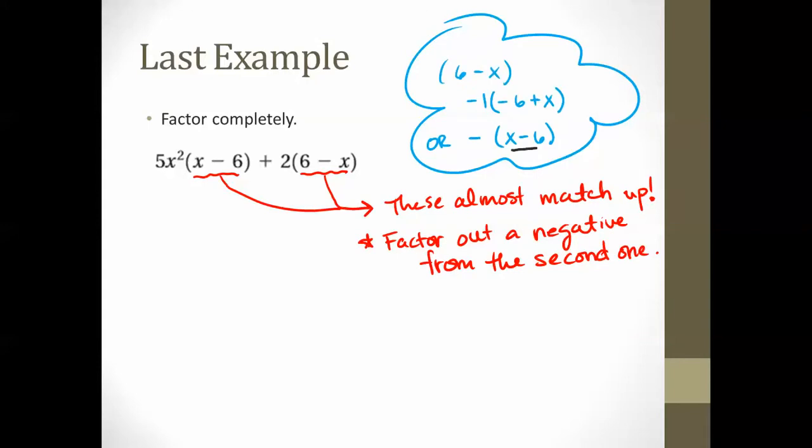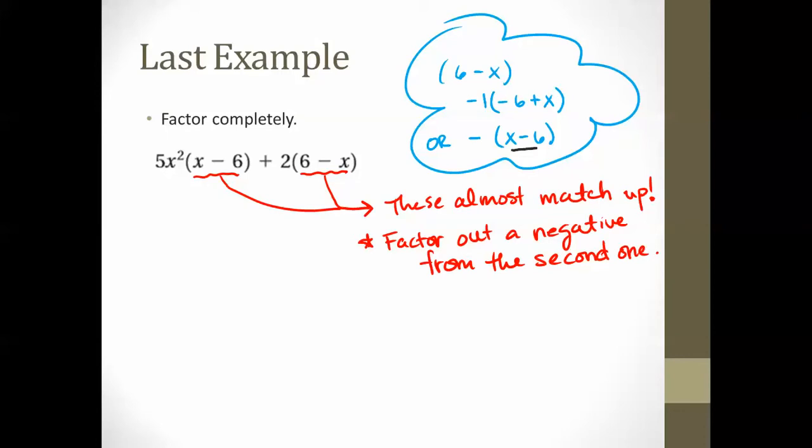I got my little thinking cloud up here to the right. If I were to take a negative out of 6 minus x, or if I were to factor out a negative 1, what I'd be left with in parentheses is negative 6 plus x. Well, if I just rewrite that, that becomes, in parentheses, positive x minus 6, which is what I have in the first set of parentheses for this example.